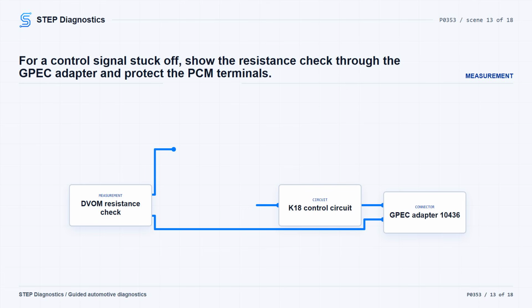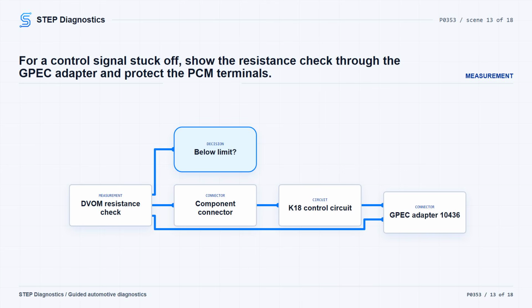at the GPEC adapter. Do not probe PCM harness connectors directly, because that can damage the PCM terminals and create a poor terminal-to-pin connection. If a PCM terminal needs to be accessed, use adapter, GPEC Diagnostic 10436, at the correct PCM harness connector. Also remember that the GPEC Diagnostic adapter can add up to 1.5 ohms of resistance to the circuit.